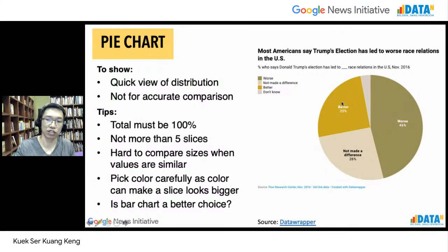But here, not. And be careful about the color. Sometimes a lighter color like this one actually makes the slice look bigger than a slice that uses a darker color. So if you don't choose your colors carefully, you might mislead your readers. And the other thing is, not more than 5 slices, please. If you have more than 5 slices, you should consider using a bar chart.